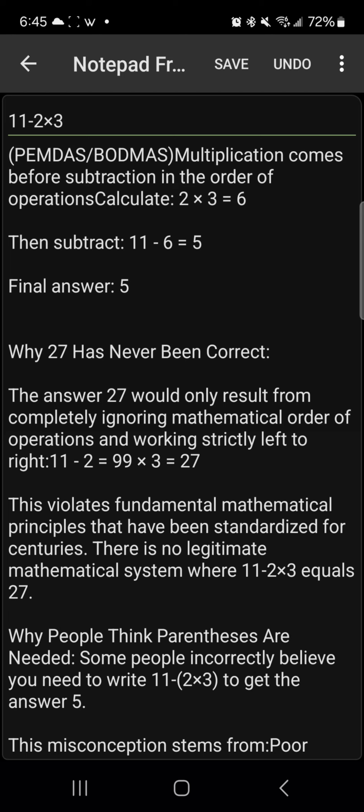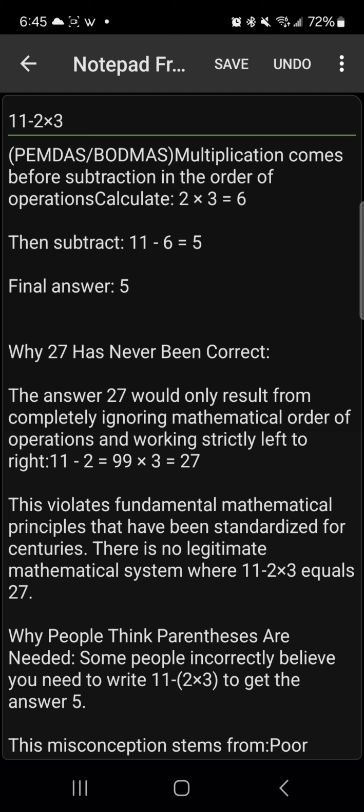The answer 27 would only result from completely ignoring the order of operations. You'd be strictly working left to right. Now, I will say, if you put parentheses around the 11 minus 2, and then you multiplied that by 3, you would get 27, because putting parentheses around 11 minus 2 prioritizes the subtraction over multiplication. But we don't have any parentheses, so you can't do that.